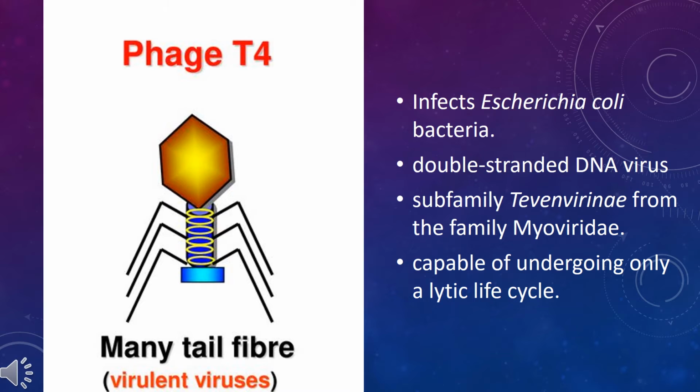An example of a bacteriophage that mediates generalized transduction is the phage T4. Phage T4 infects Escherichia coli bacteria, and this has a double-stranded DNA, and they came from the subfamily Tevenvirinae from the family Myoviridae. And phage T4 is capable of undergoing only a lytic life cycle. That's why this type of phage is a virulent virus.